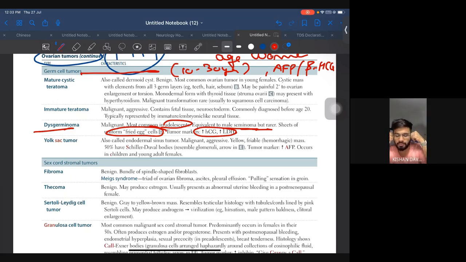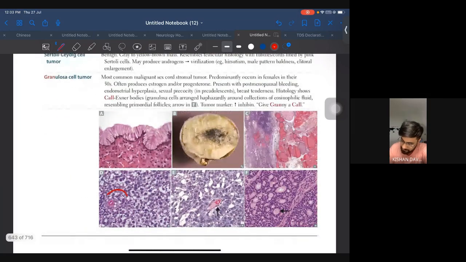ओके, सो लेट्स जस्ट डू. डिसजर्मिनोमा में एचसीजी एंड एलडीएच इंक्रीज हो रहा है. Fried egg cells, so these are what fried egg cells.